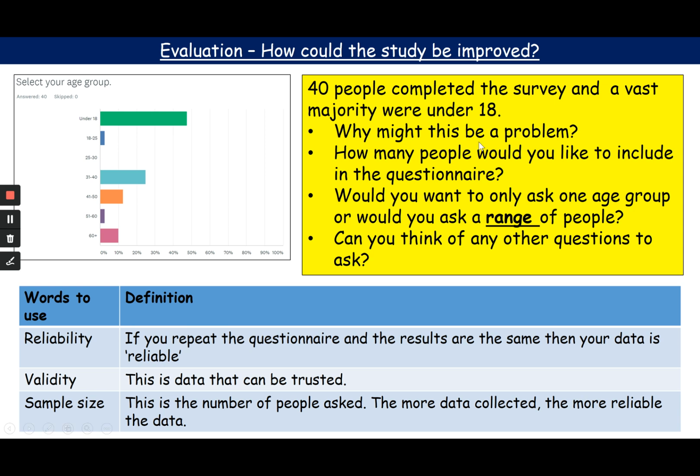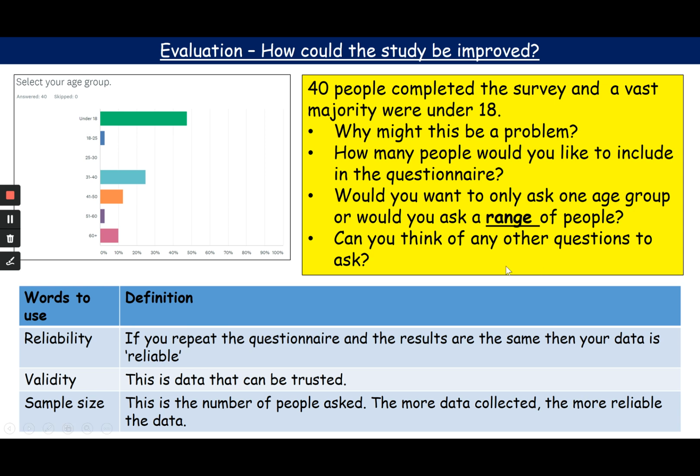Why might that be a problem? So just bear in mind that most under 18-year-olds, and particularly most year 8s, don't have a large amount of income themselves. You might have a few jobs on the side, but really it's not you who will be buying most of the clothing. Have a think about who you would ideally like to answer this questionnaire. So if I was doing it, I would want perhaps the same number of people from each age group. So we've not got many people from 25 onwards, which will more than likely be your parents. So perhaps you want more of a representative sample.